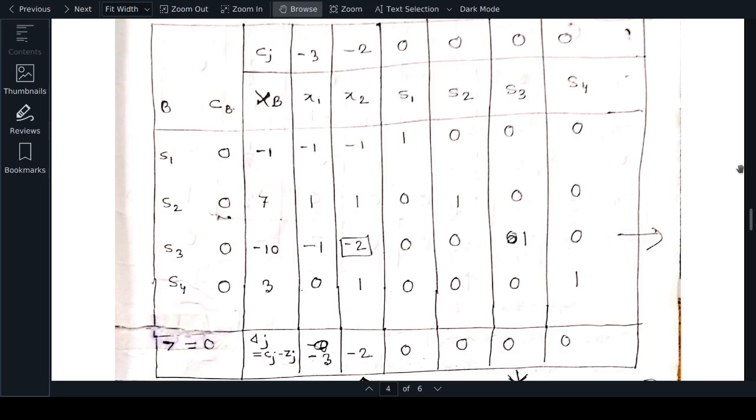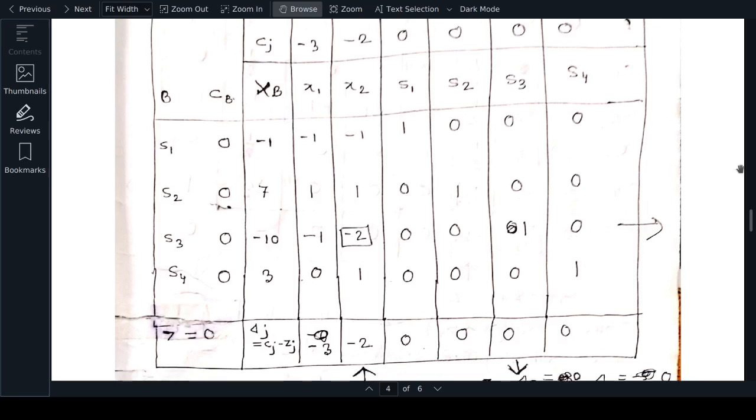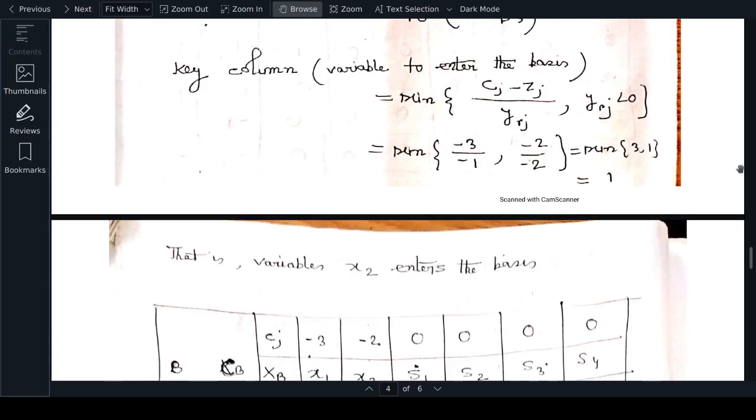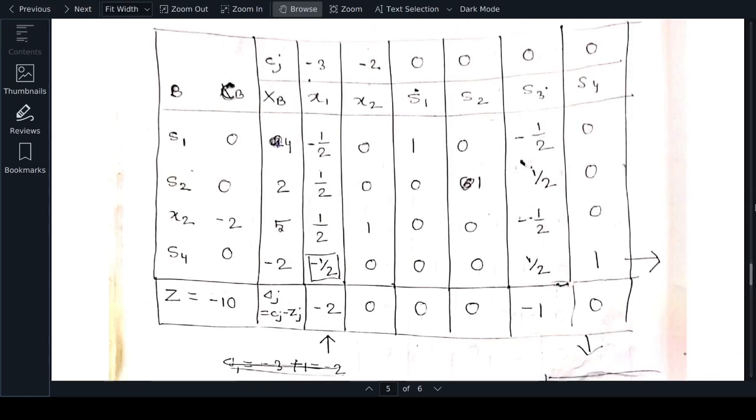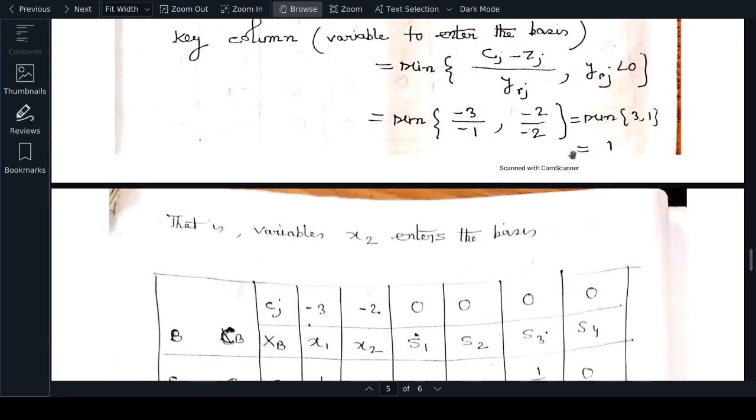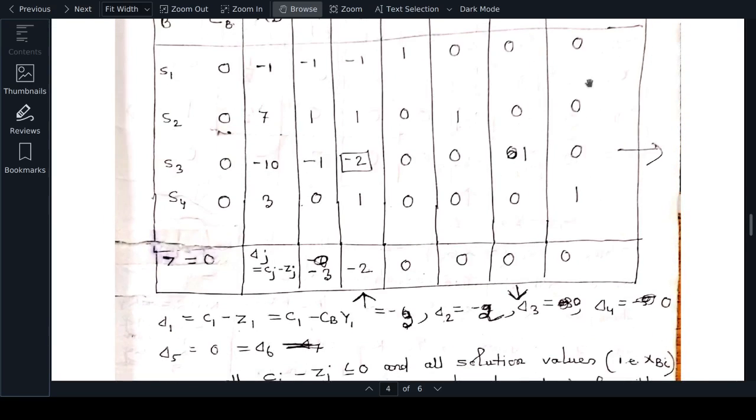So 1 is minimum. Which ratio do we get 1 for? It lies in the x2 column. So the x2 column is our incoming vector and the S3 column is our outgoing vector. So in the next step, S3 will go out and be replaced by X2. So up to the first table, is this clear or not? Does anybody have any doubt?